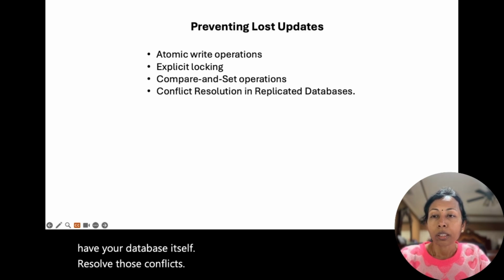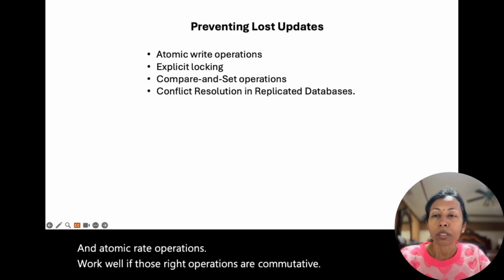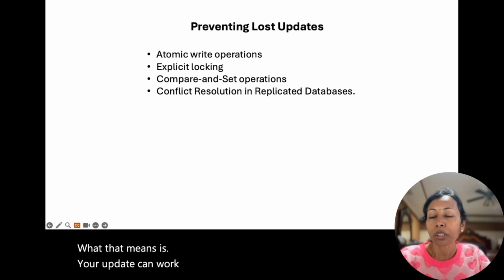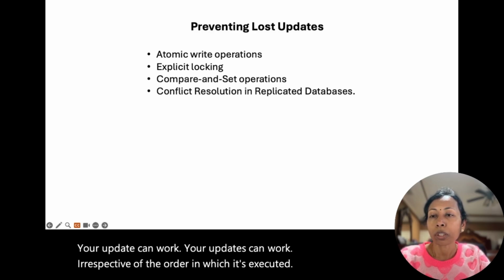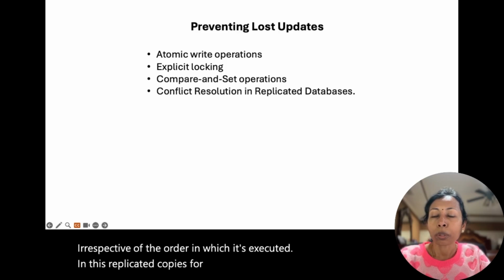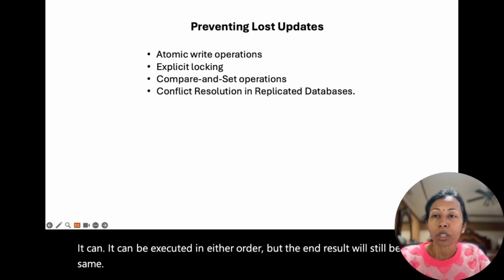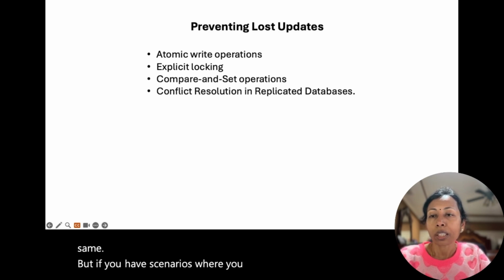Atomic write operations work well if those write operations are commutative. What that means is your updates can work irrespective of the order in which they are executed in these replicated copies. For example, incrementing counters can be executed in either order, but the end result will still be the same. But if you have scenarios where you have last write wins, then it could result in lost updates.